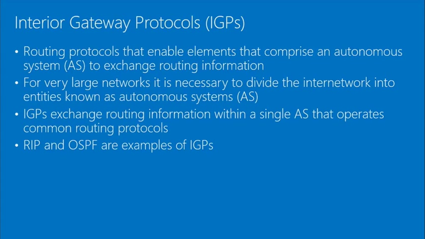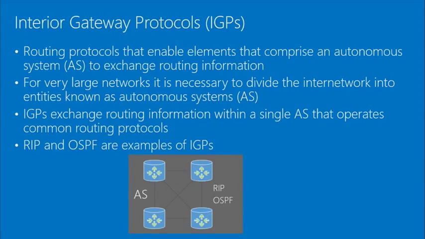Interior gateway protocols. Interior gateway protocols are routing protocols that enable elements that comprise an autonomous system, AS, to exchange routing information. What does that mean? Well, for very large networks, it can ease routing to divide the network into smaller entities known as autonomous systems, or AS. IGPs are routing protocols that exchange information within the autonomous system. RIP and OSPF are examples of IGPs. So notice here we have an autonomous system, and RIP or OSPF could be used within the system to keep the routers up to date about the paths.